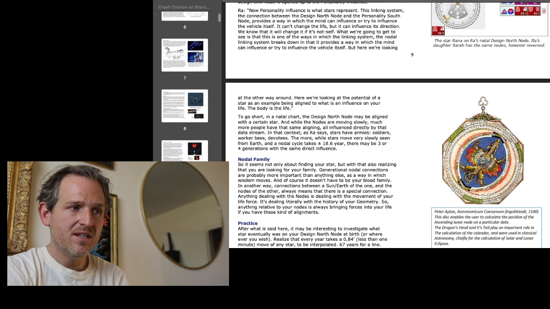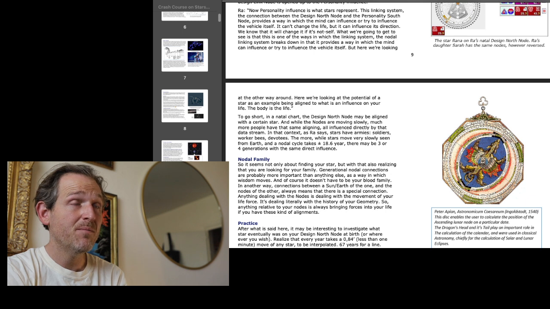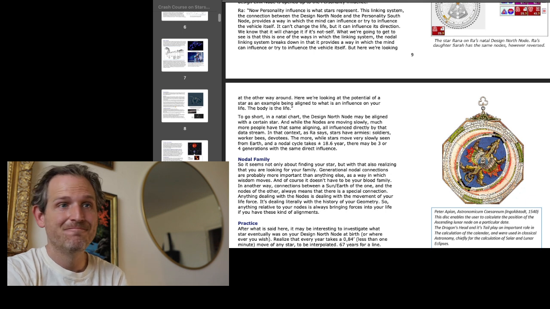So I think what Ra is saying here, among other things, is simply that this is where the mind can really screw up the life by changing our direction. There is a mental influence here, right? So it's an interesting way.